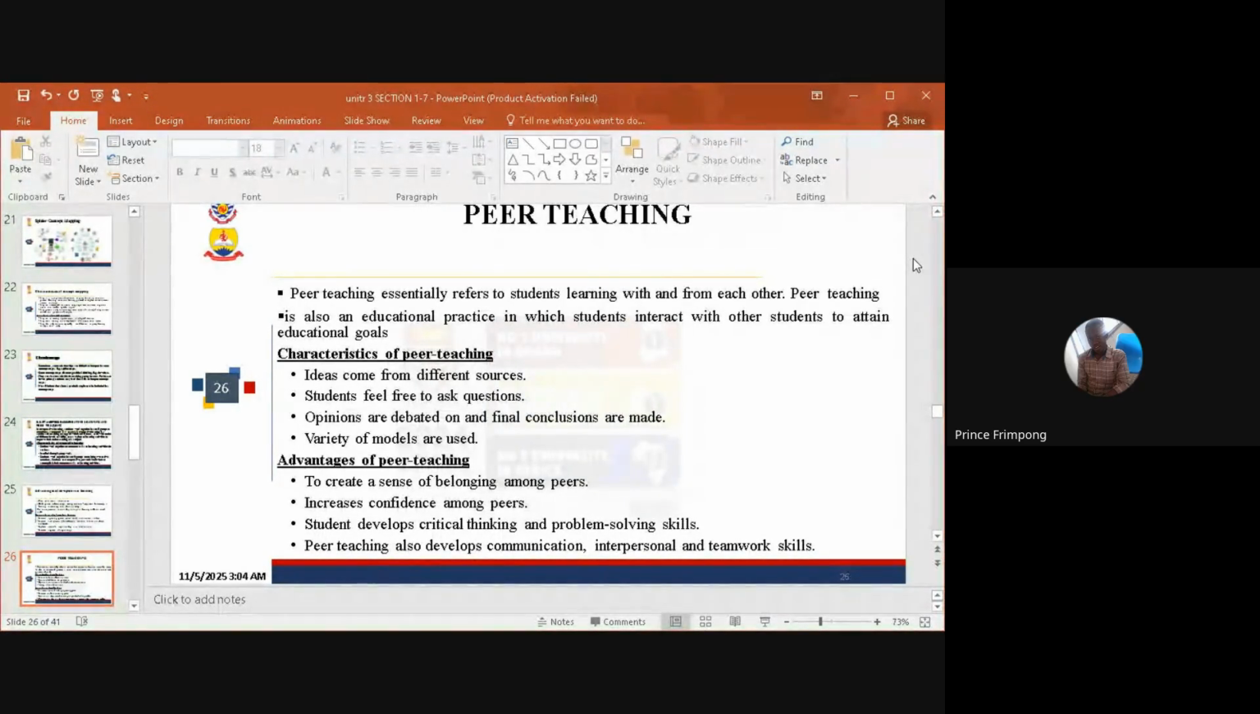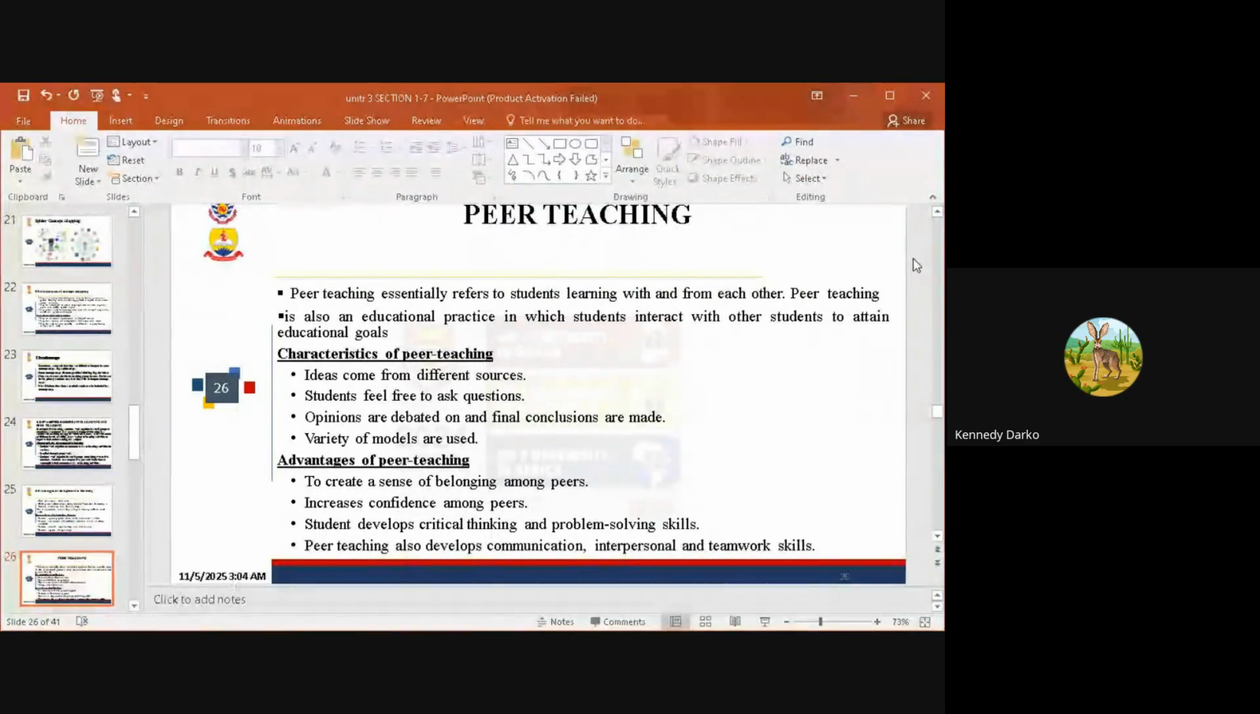All right. So in peer teaching, we are saying that it refers to student learning with and from each other. Peer teaching is also an educational practice in which students interact with other students to attain educational goals. So with peer teaching, the students are interacting with others.